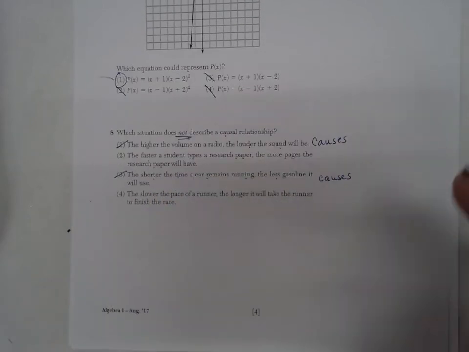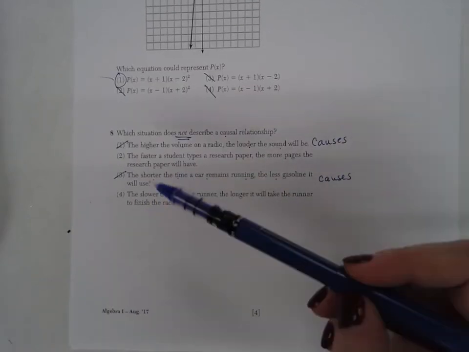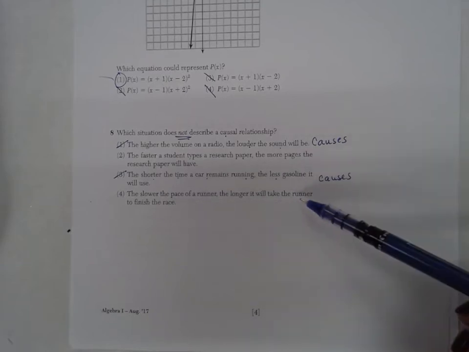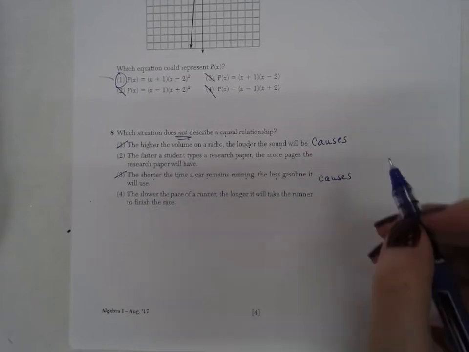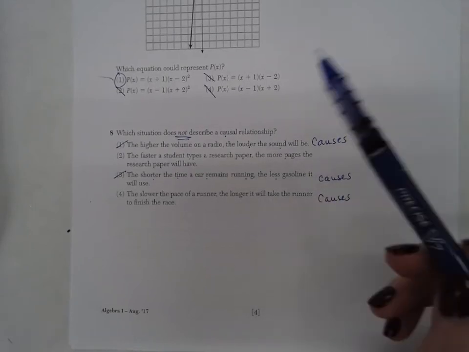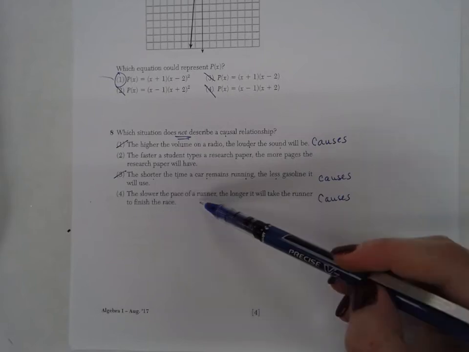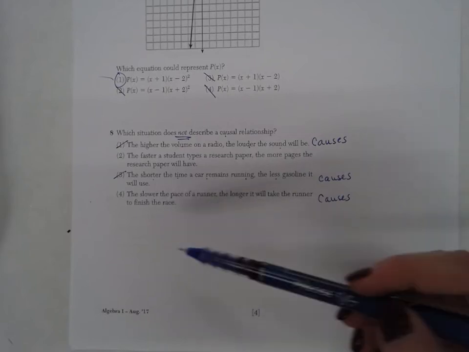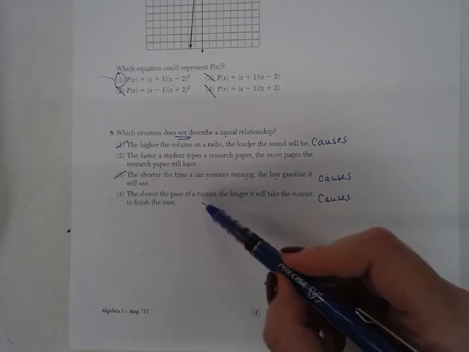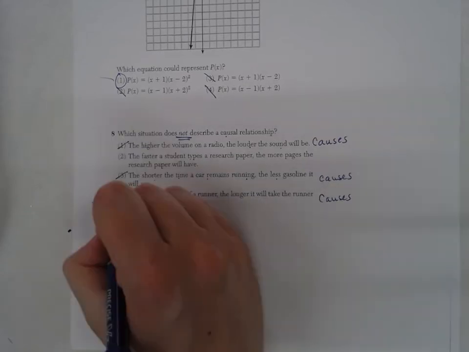Definitely causes. Choice 4. The slower the pace of a runner, the longer it will take the runner to finish the race. Yep, that's definitely true. I can speak from experience here. The slower I run, the longer I still have to get to the same finish line as everybody else, but it's going to take me longer to get there because I'm running at a slower pace. Okay, so now I'm thinking option 2.